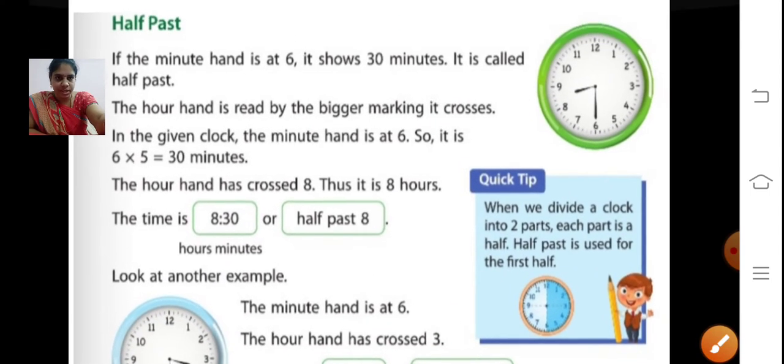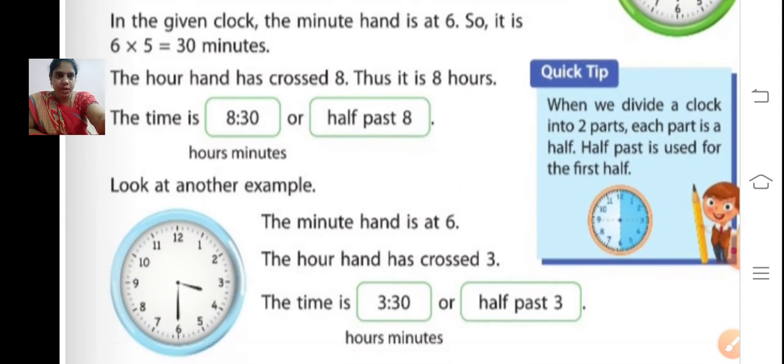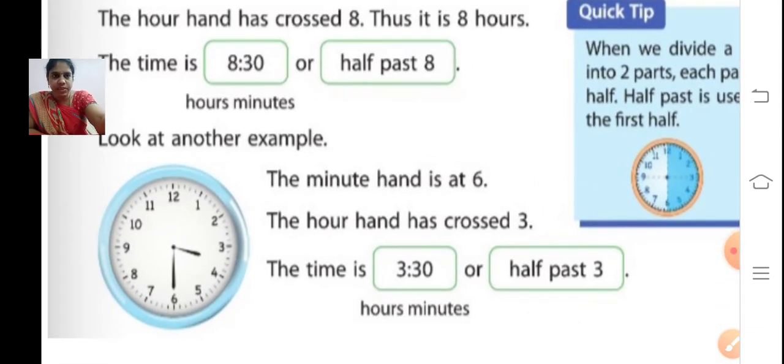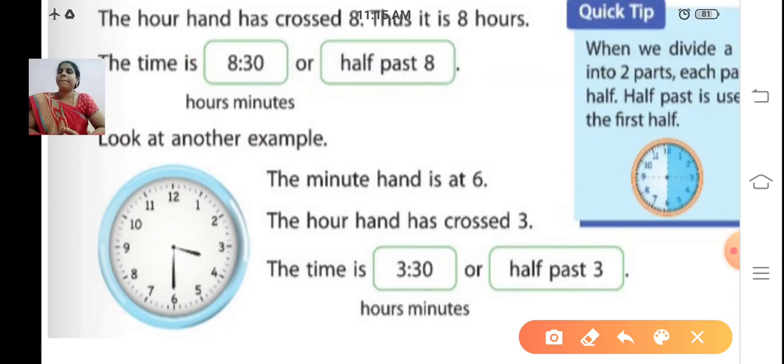Now we'll see one more. So this we saw, right? One more example we'll see now. Just see the time. First see, tell me where is the minute hand, the bigger, longer hand? It is at number 6. So now tell me how many minutes now? 6 into 5, 30 minutes. So now the minutes is 30 minutes, right?